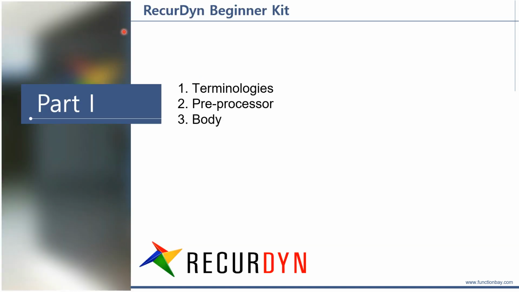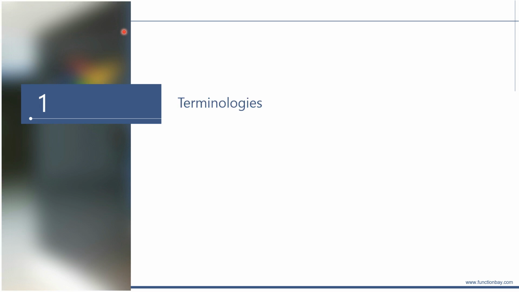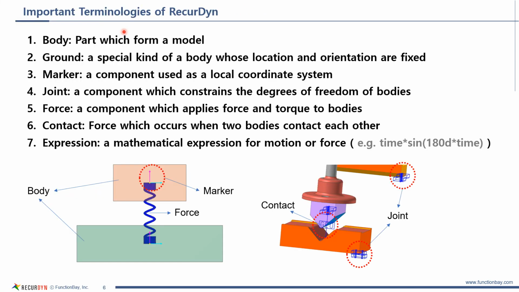Part 1. Then, let's start RecurDyn Beginner Kit. First, let me talk about terminology. Bodies are the parts which form a model. Ground is a special body. Its location and the orientation are always fixed.